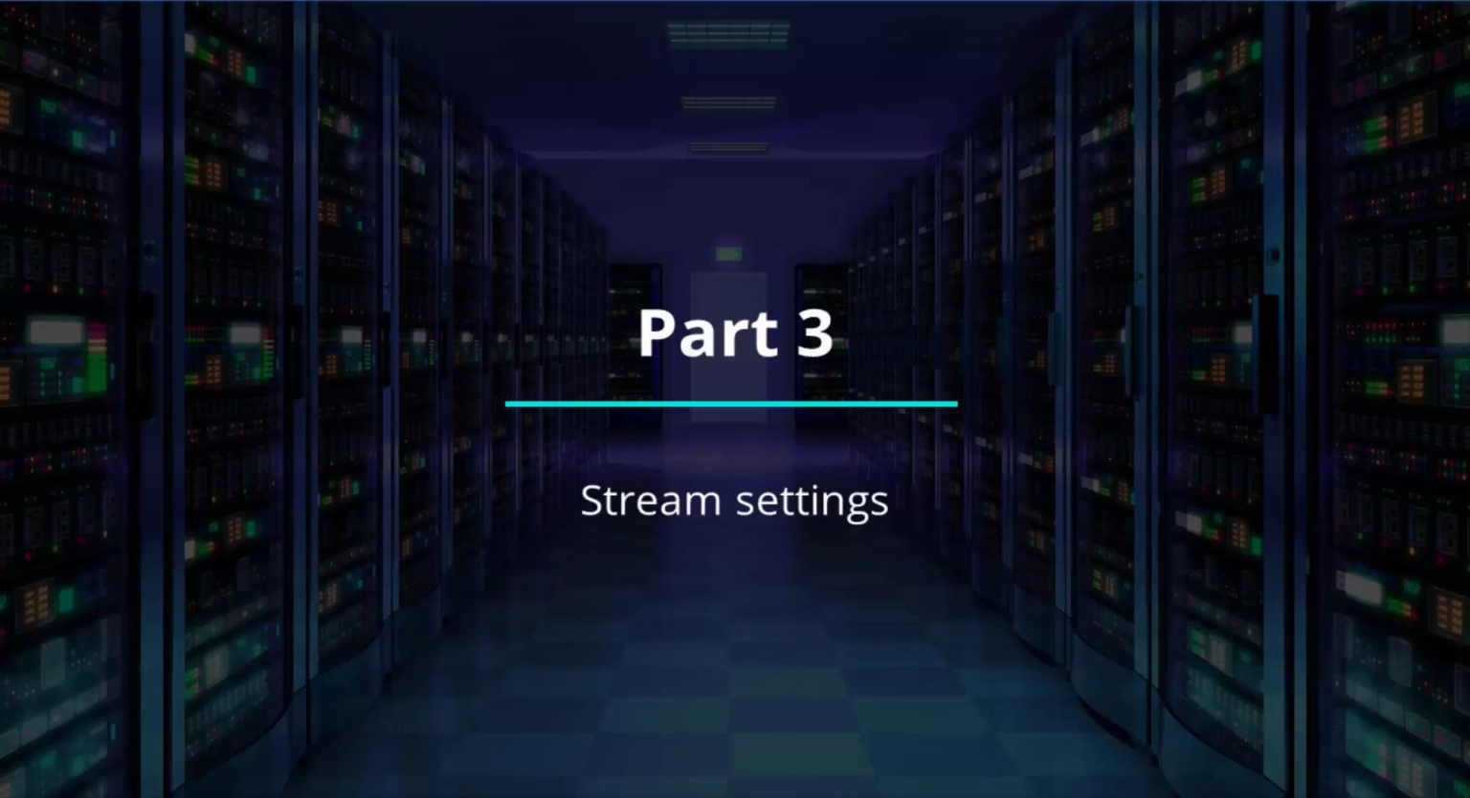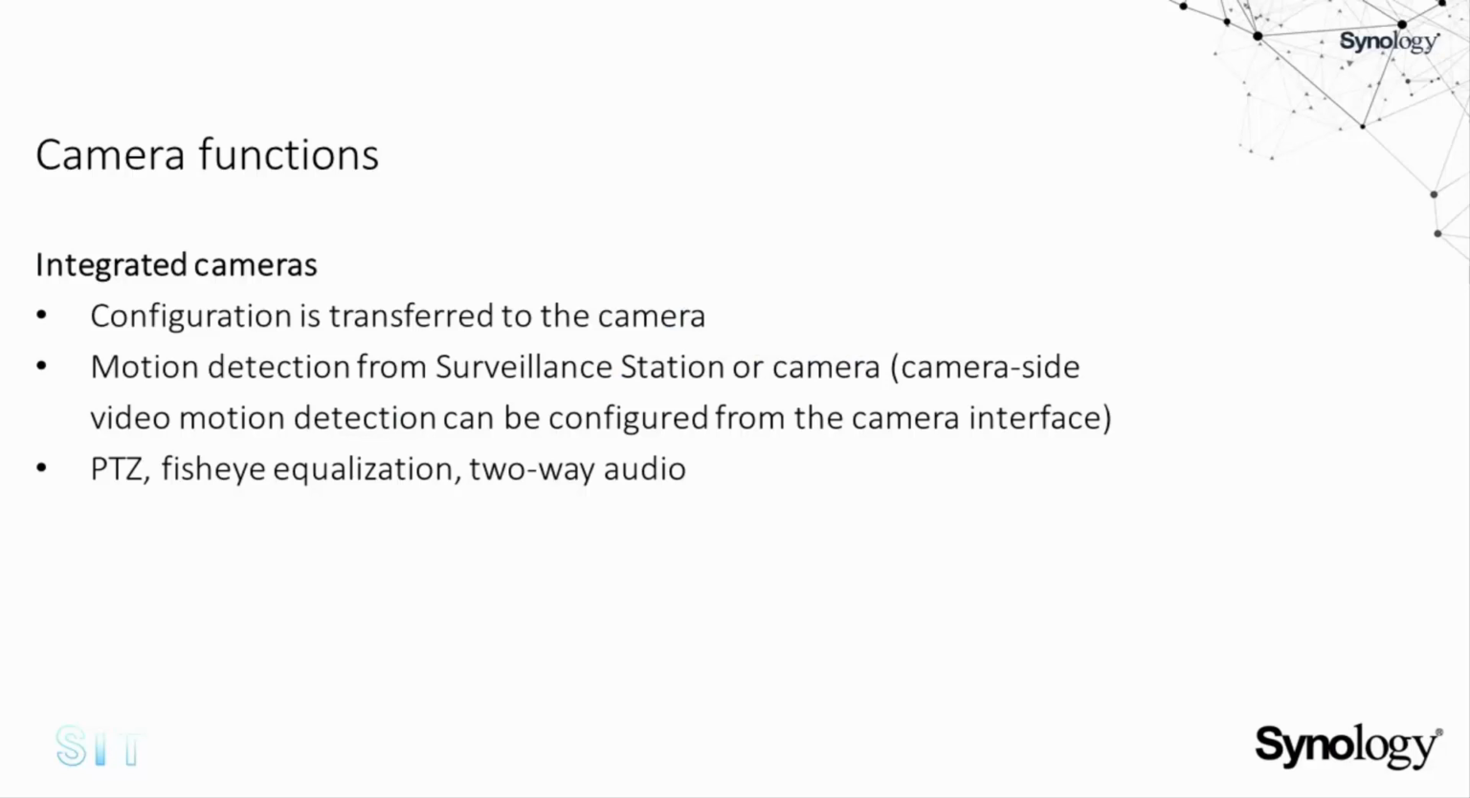The camera configurations you set up in Surveillance Station are also transferred to the camera. You can also control PTZ cameras through Surveillance Station. Fisheye equalization is also supported. In addition, the two-way audio function can be used with corresponding cameras. Did you know that you can also control motion detection from the cameras or Surveillance Station?